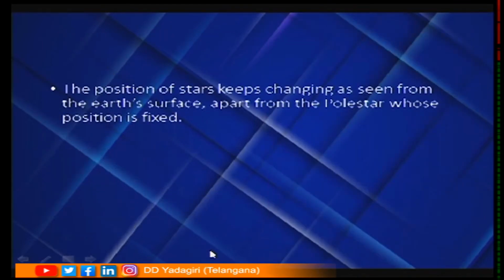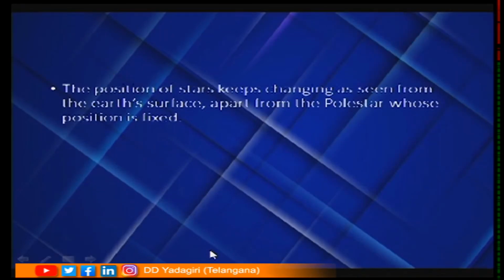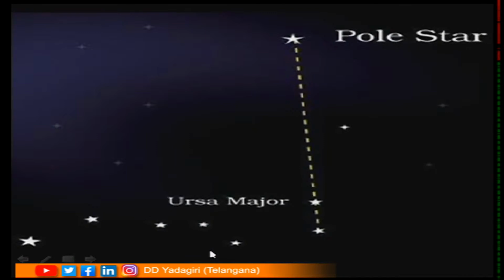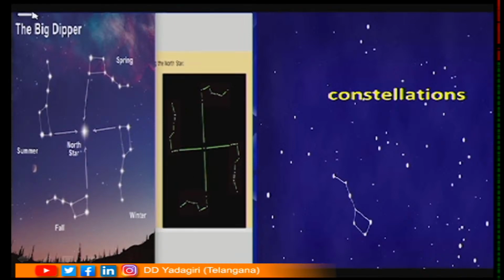Let us see some examples. The position of stars keeps changing as seen from the earth's surface. Apart from the pole star whose position is fixed, as I told you, Ursa Major can also help us to locate the pole star. Ursa Major is a constellation which is made by joining the stars. So, children, this is the Big Dipper constellation. It is like a symbol of swastik. It is formed by joining the stars in the sky.